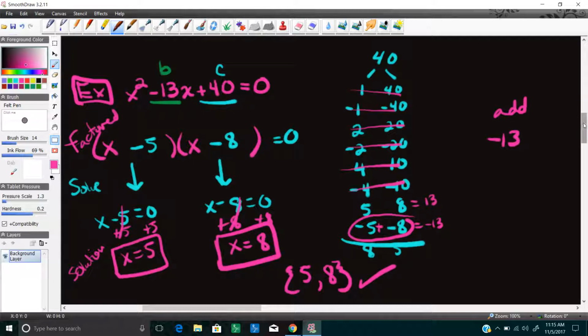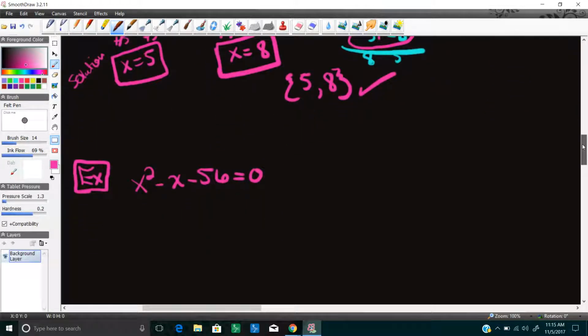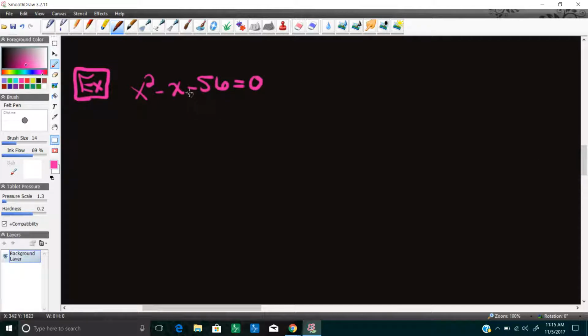Okay, let's go ahead and do a couple more. Okay, and this one we have our C to be negative 56 and our B to be negative 1. Remember there's an imaginary 1 here. I'm going to skip some steps here only because I think by now you should be getting the concept. So we have our parentheses, we have our x's, and we're trying to find two numbers that multiply to this one and add up to this one.